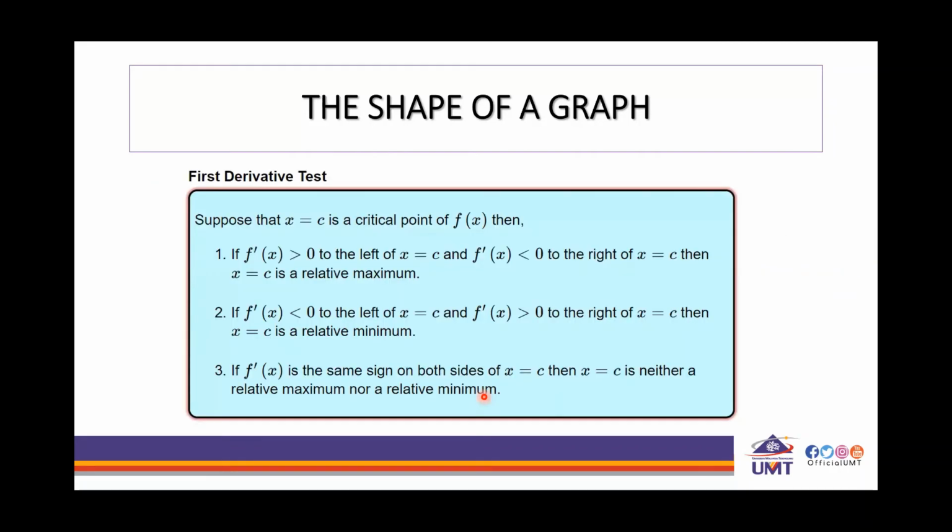Alright, so now the first derivative test. Suppose that x equals c is a critical point of f(x). Then if f prime x is greater than 0 to the left of x equals c and f prime x is smaller than 0 to the right of c, then x equals c is a relative maximum. If f prime x is smaller than 0 to the left of x equals c and f prime x is greater than 0 to the right of x equals c, then x equals c is a relative minimum. If f prime x has the same sign on both sides of x equals c, then x equals c is neither a relative maximum nor a relative minimum. So this you have to remember.